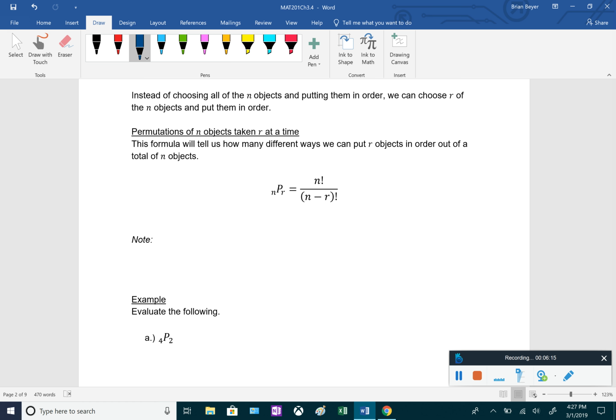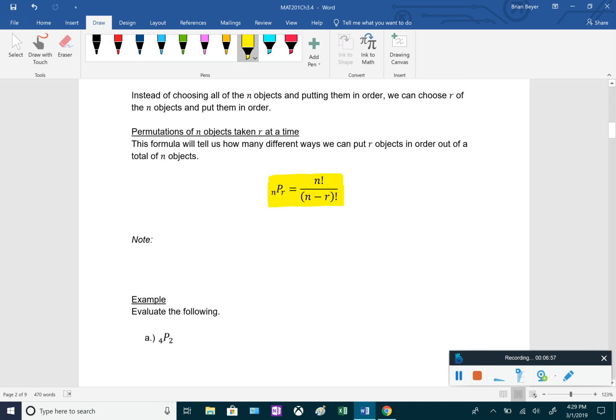So the formula is going to look a little bit different here. This formula just says permutations of n objects taken r at a time. This formula tells us how many different ways we can put r objects in order out of a total of n different objects. So here's the formula. It's nPr, so we can see those 2 little subscripts next to the P for permutation, obviously. It equals n factorial divided by n minus r, and then factorial. So you have to subtract n minus r and then do the factorial for it.